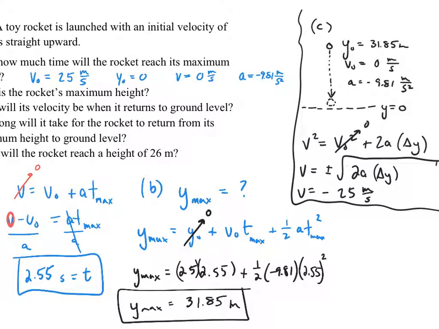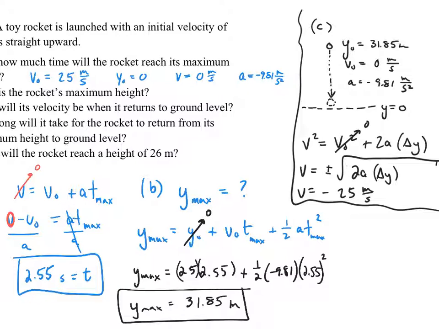Again, this is negative 9.81. This delta y is 0 minus 31.85. It's a negative times a negative, which is a positive under a radical. You can't have a square root of a negative, it's imaginary. So if you got a non-real answer, you made a mistake plugging this in as positive by accident. This would be 0 minus 31.85.